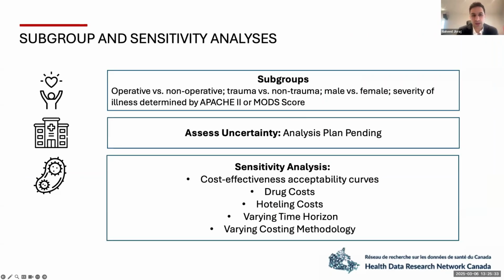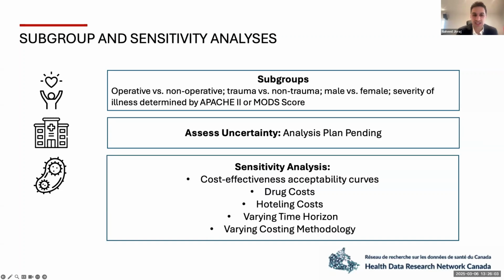In terms of subgroup and sensitivity analyses, we'll look at specific subgroups in whom this intervention might be more or less cost effective, including surgical patients, trauma patients, male versus female patients, as well as severity of illness. We'll, of course, assess uncertainty in our estimates, but that statistical plan is still pending given the clustered nature of our data. And so we're getting some advice on that.